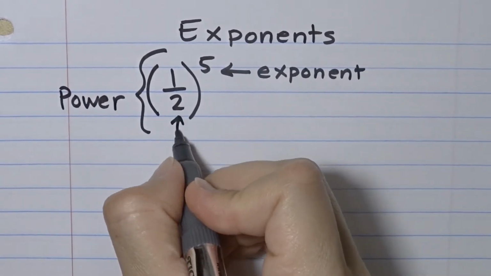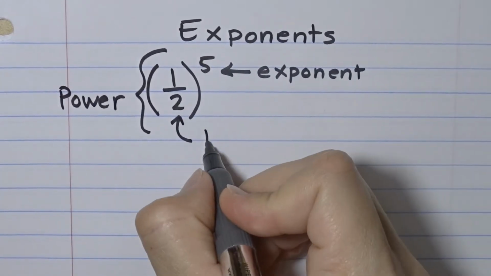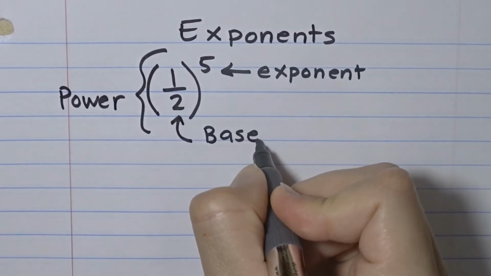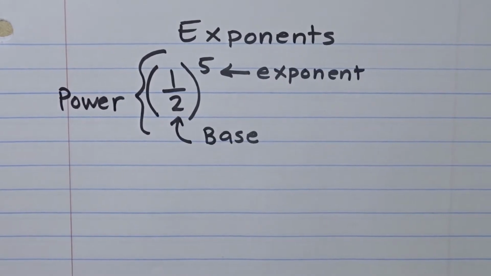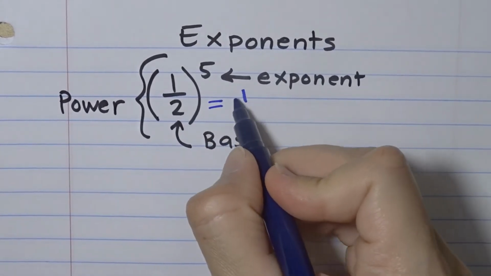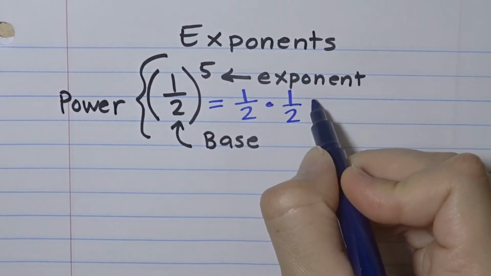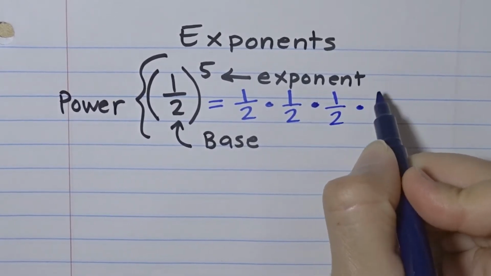And the number that is being multiplied repeatedly is called the base. Okay, so what this means is that you have 1/2 multiplied by 1/2 multiplied by 1/2 times 1/2 times 1/2 because of this exponent 5. So that's telling me that I'm going to have 1/2 times 1/2 times 1/2 5 times.